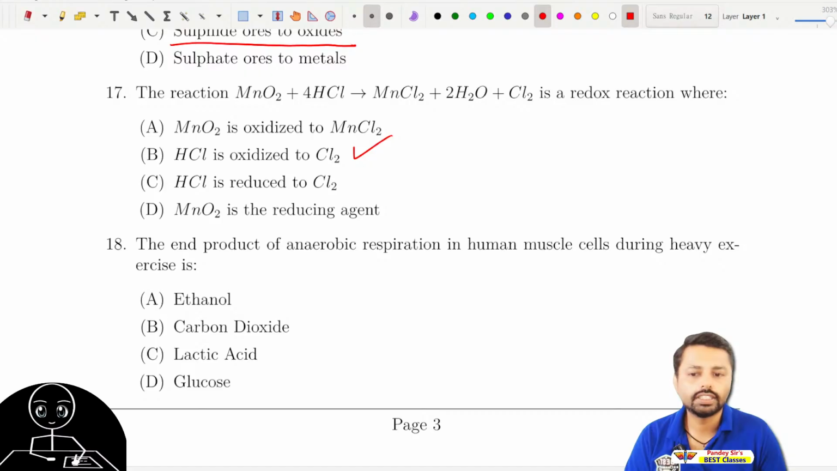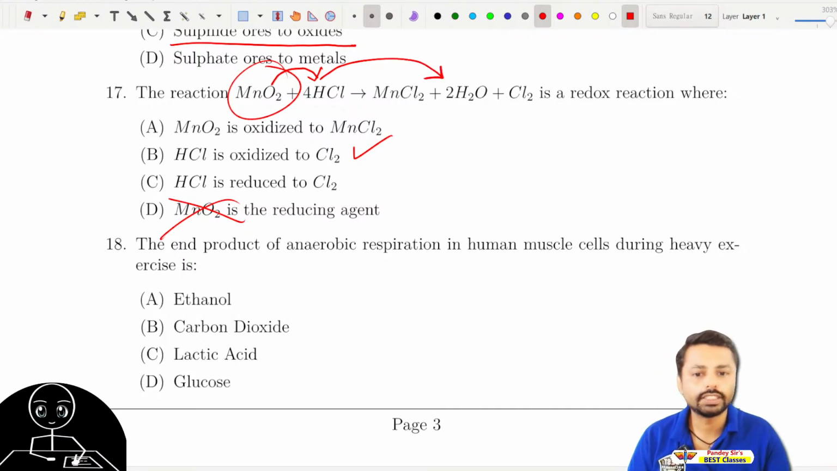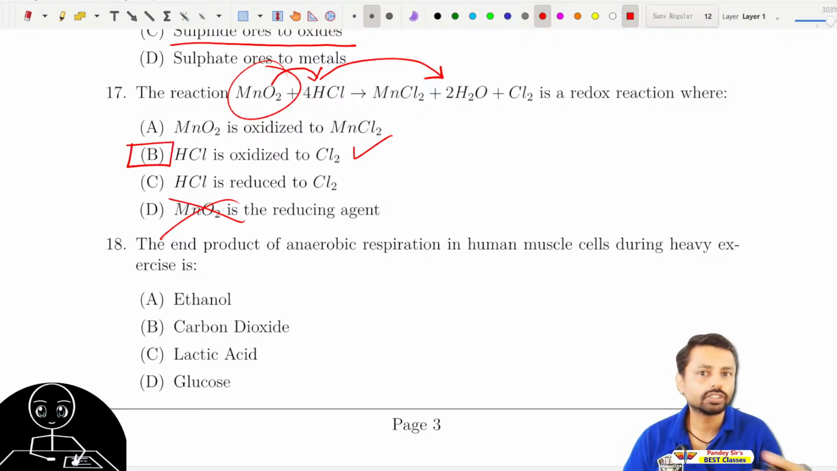MnO2 is reducing agent? No, it's an oxidizing agent. See, this oxygen went over there to hydrogen. From O2 it will combine with hydrogen and you will get 2H2O. So MnO2 is the oxidizing agent. So only B is the correct answer. Practice this oxidizing agent, reducing agent. If you practice it will be very useful to you in the exam because it will save not just your marks but also time.